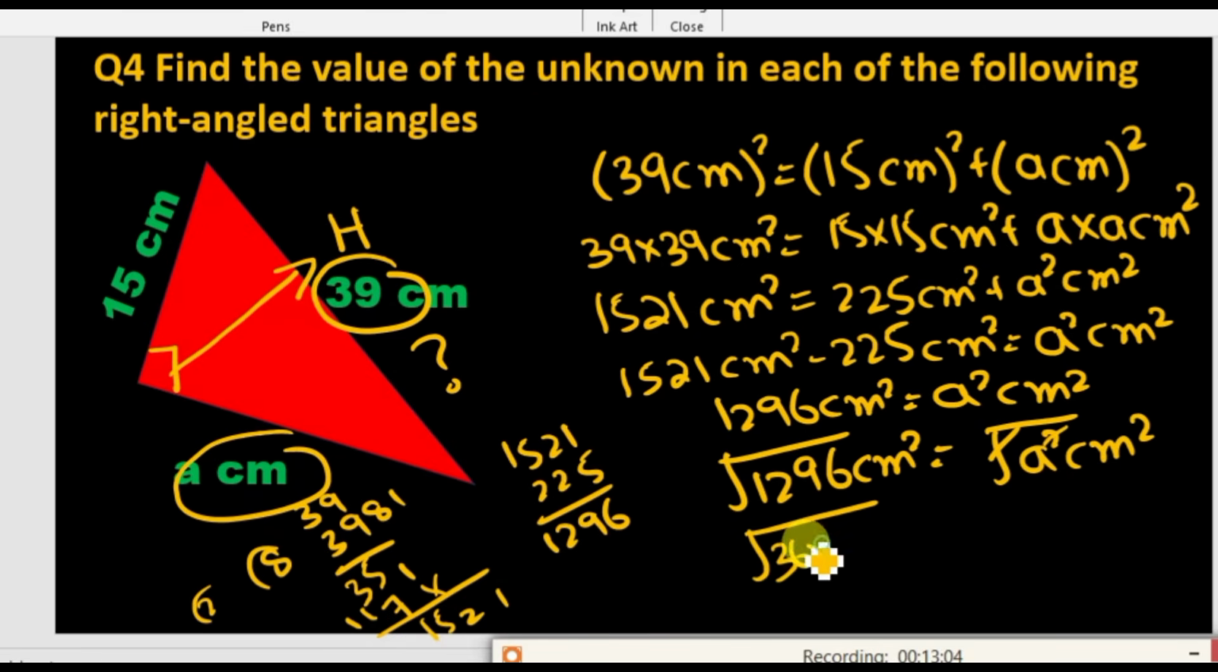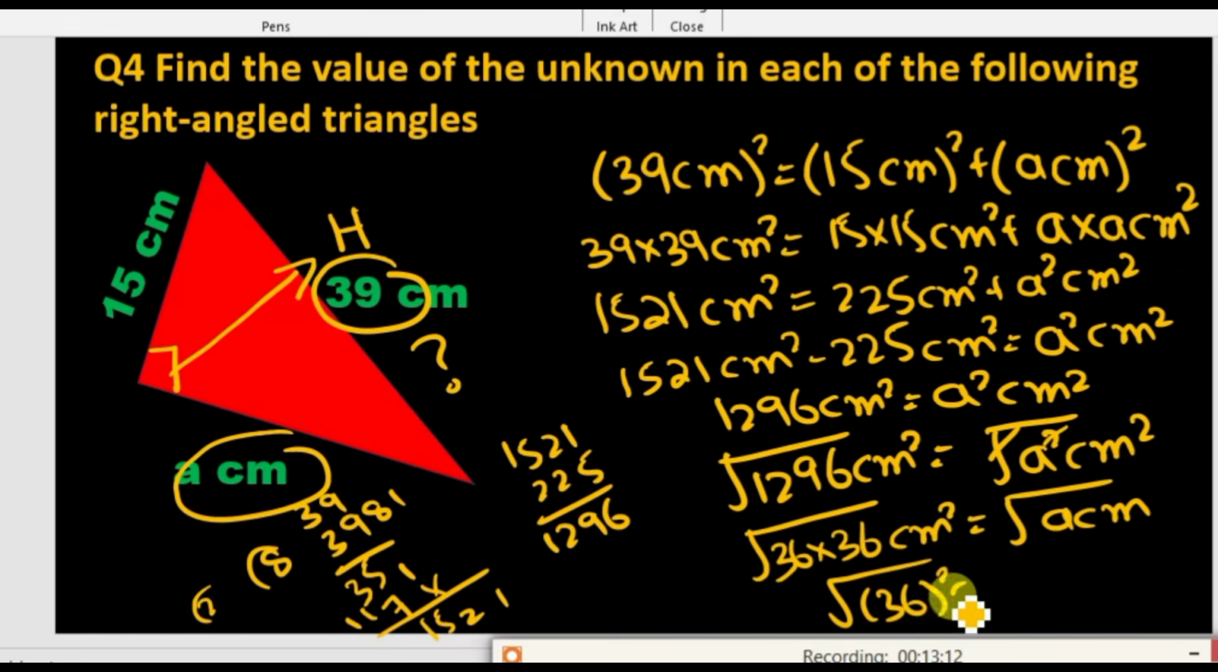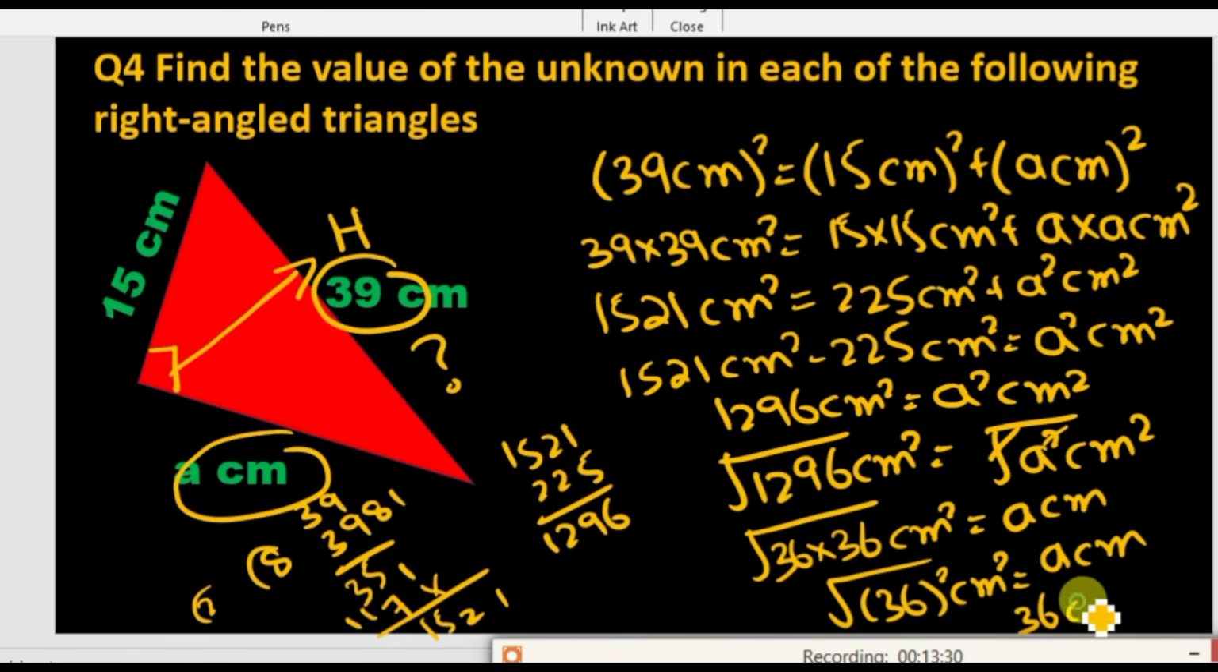Yes, 36 centimeter square root is equal to a centimeter. The answer is a centimeter, and 36 centimeter is equal to a centimeter. This is your answer. A is equal to 36.